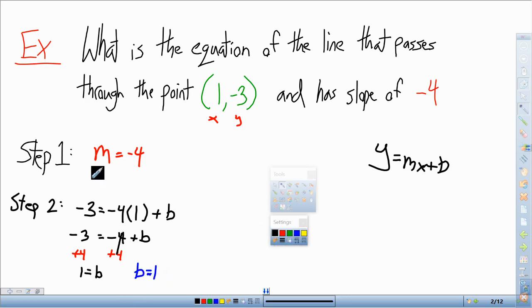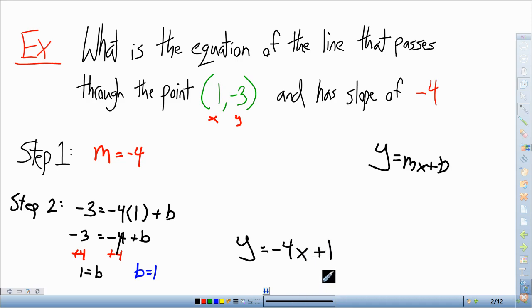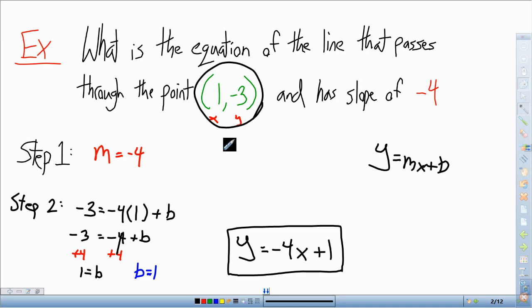Now we have the two things we need to be able to write this equation in slope-intercept form. We have our slope of negative 4. We have our y-intercept of positive 1. Let's go ahead and write it out. So y equals, our slope is negative 4x, and then our b value is a positive 1, so plus 1. So there is the equation of the line with a slope of negative 4 that passes through the point 1 comma negative 3.